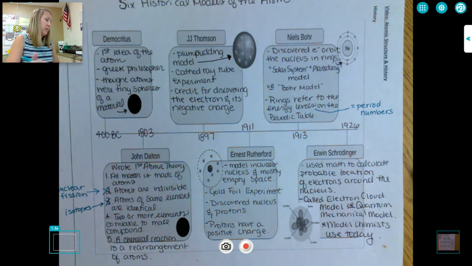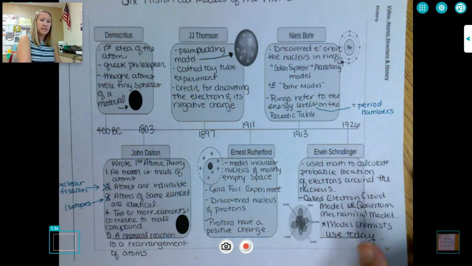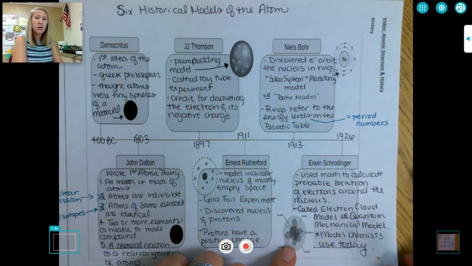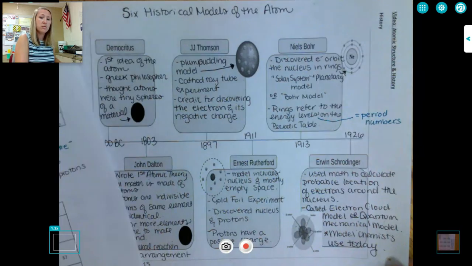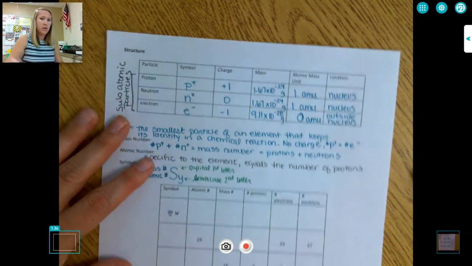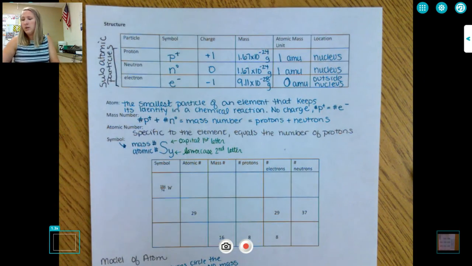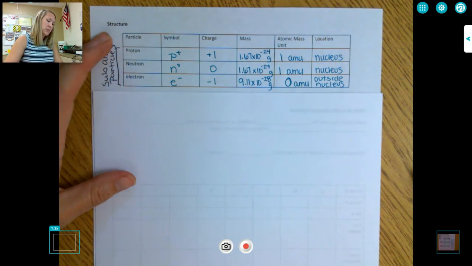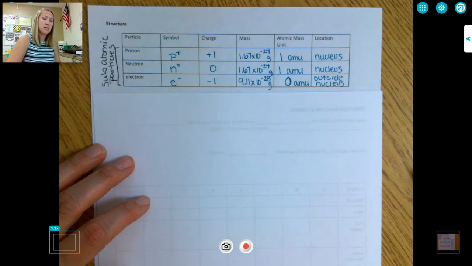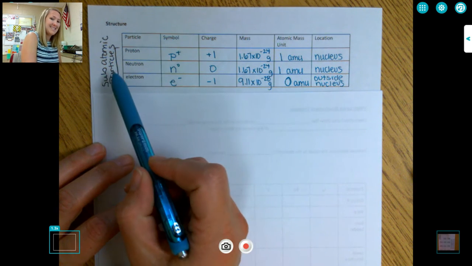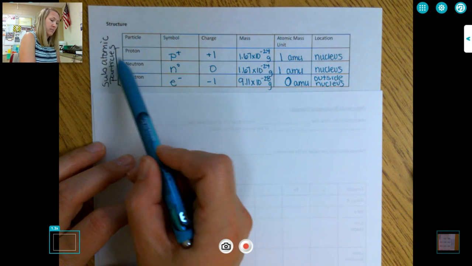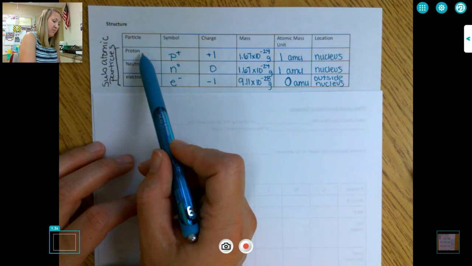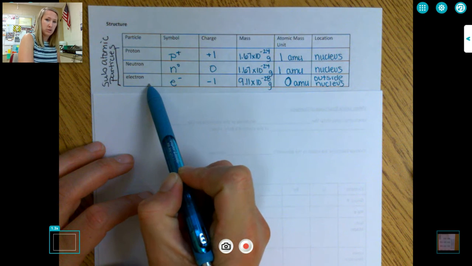So now that we know a little bit of background about the atom, let's take a look at using the most current model, kind of what's the structure of the atom and what are those subatomic particles, the things that make up an atom. So on our notes of the atom, we first want to look at some subatomic particles. Subatomic, sub meaning part of the atom, so the things that make up the atom: we have protons, neutrons, and electrons.